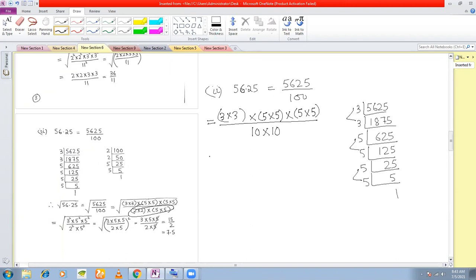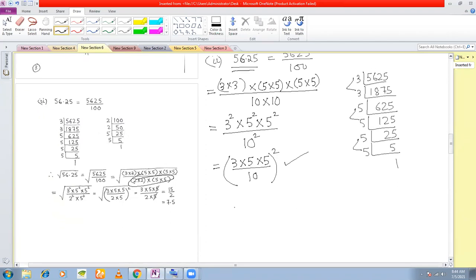So now what we do here is we write this as 3 square, this as 5 square, this as 5 square, and here you write this as 10 square. So therefore 56.25 in terms of fraction is 3 into 5 into 5 divided by 10 whole square. So this 56.25 has been expressed as a perfect square. So therefore what should be the square root of this fraction?